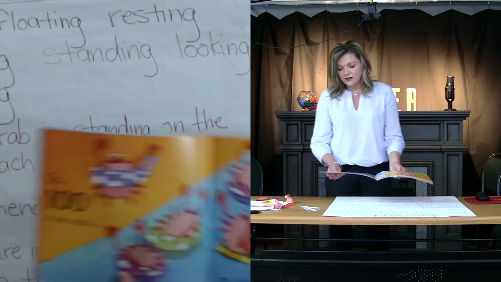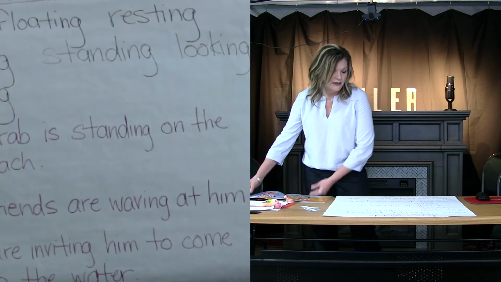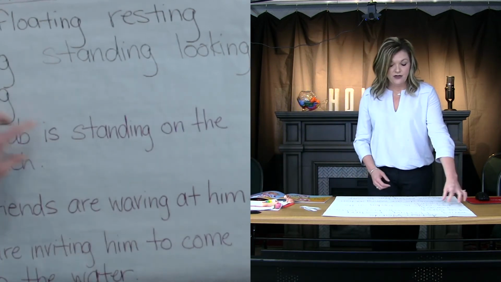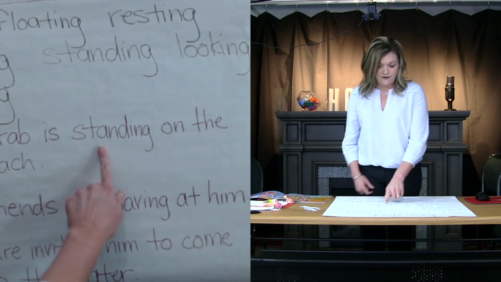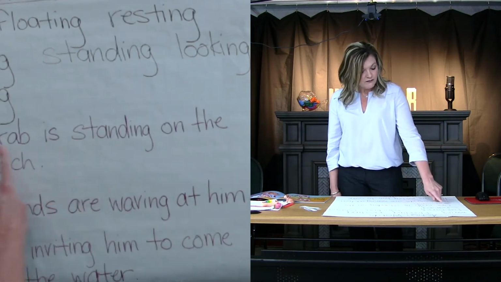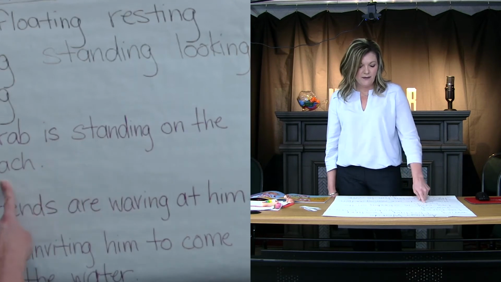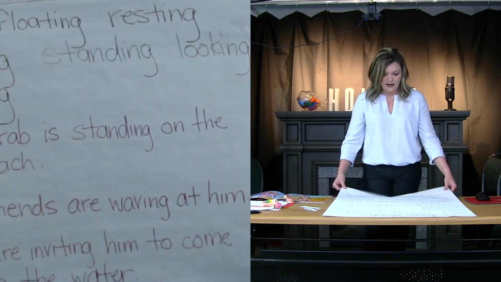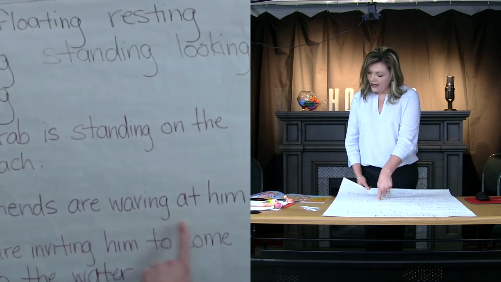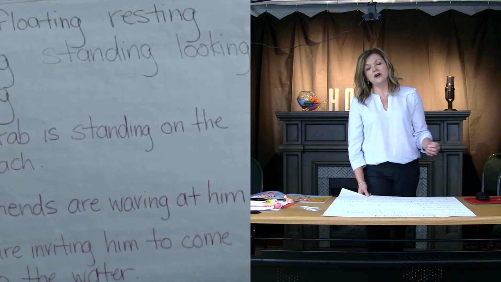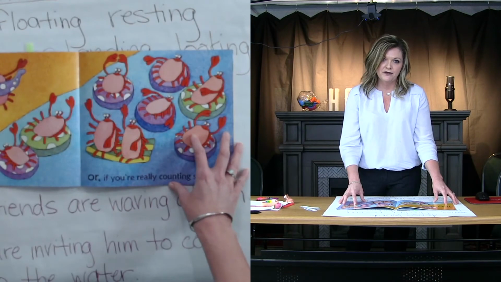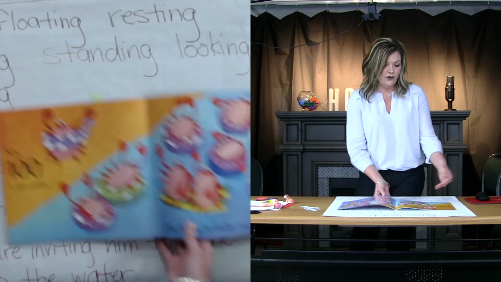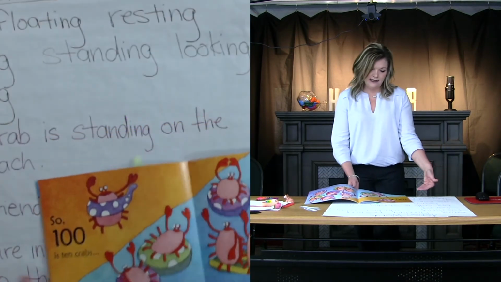Then after you come up with your action words, you take one of the words and make it into a sentence. So I've used standing in this one. One crab is standing on the beach, and his friends are waving at him. So it's very concrete. They could just write exactly what's going on in this picture, and that's your sentence. You went from words to sentences.